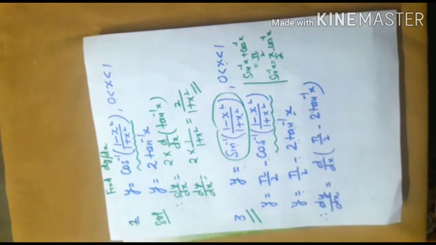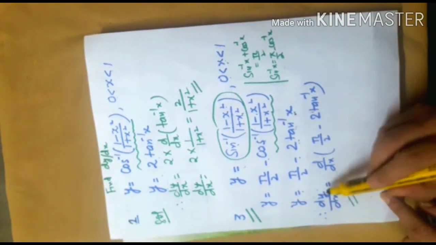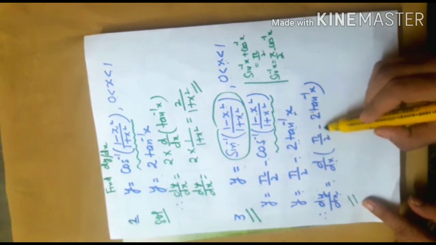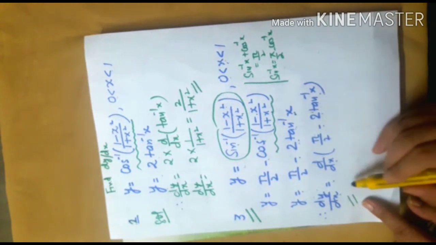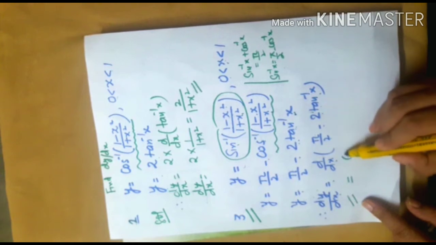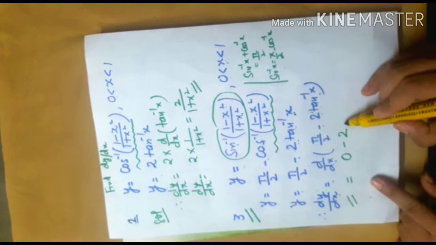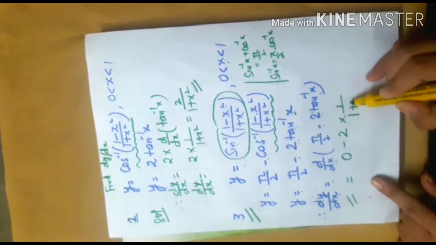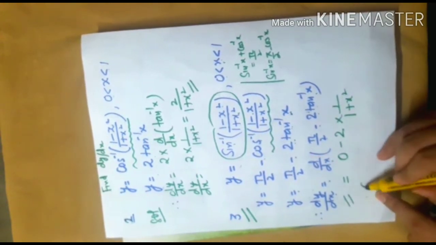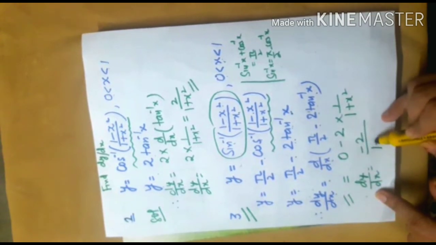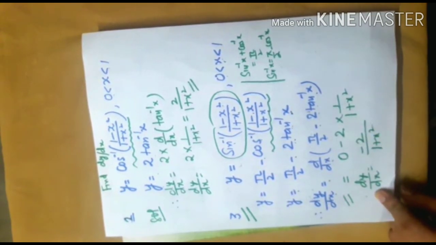Now differentiating both sides with respect to x, dy by dx will be equal to the derivative of pi by 2 minus 2 tan inverse x. Yes, the derivative of pi by 2 is 0, minus 2 times the derivative of tan inverse x, which is 1 over 1 plus x square. So dy by dx is minus 2 over 1 plus x square.